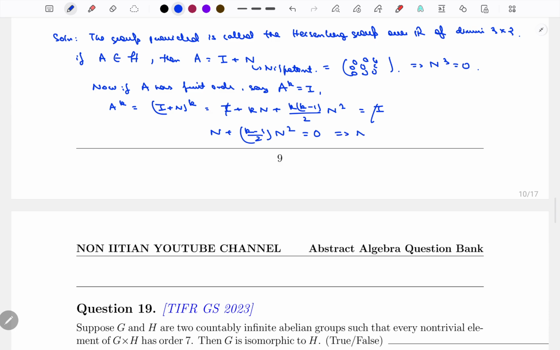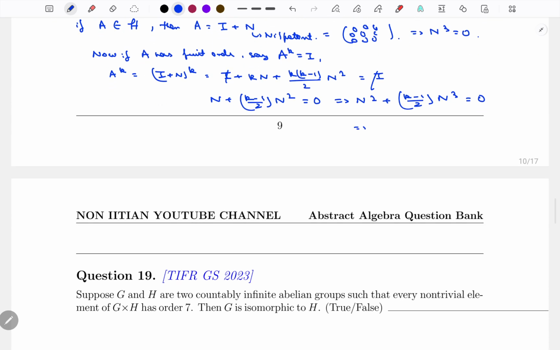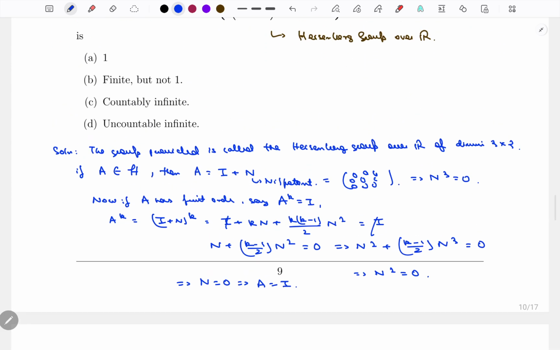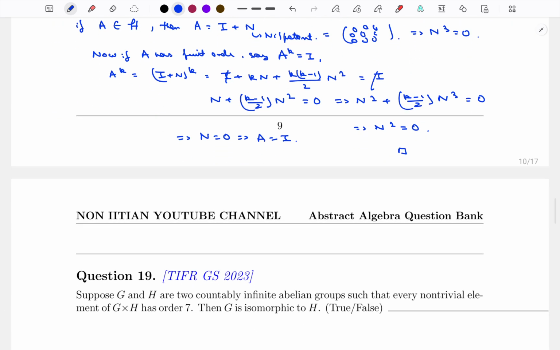What then? So this implies n squared. If I multiply by n on both sides, you'll get 2 times n cubed will become 0. But since n cubed is 0, this would imply that n squared is equal to 0. But once n squared is equal to 0, that would imply n is equal to 0. Once n is equal to 0, that would imply A is equal to identity. Okay, so you will get only one element, so only one element having finite order. That was a good proof.